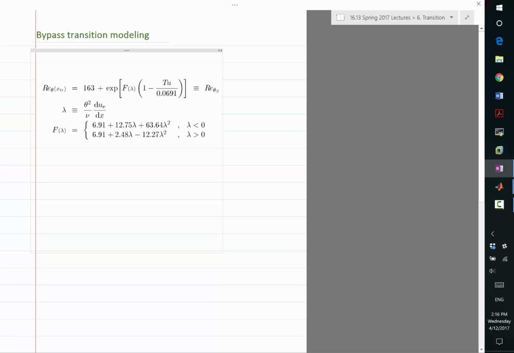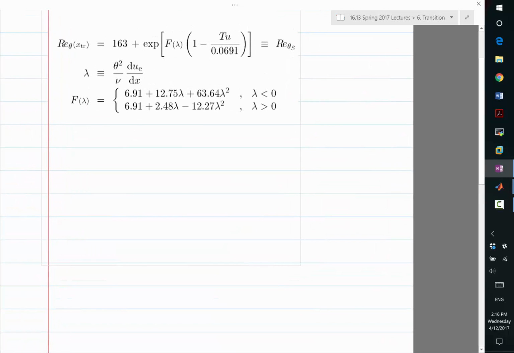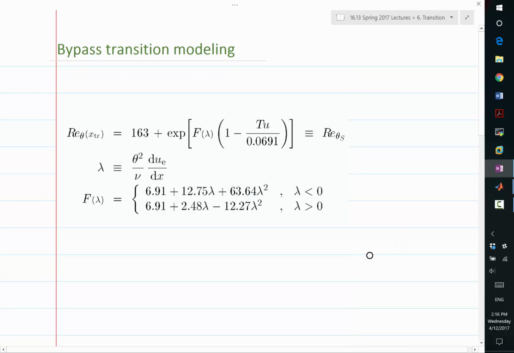Okay. So let's discuss a little bit about bypass transition. Bypass transition is currently one of the pretty active research fields out there, to have a better model of what actually triggers bypass transition. If you look at what's currently being used, all the bypass transition models are very crude models, like this one that appeared in our textbook.